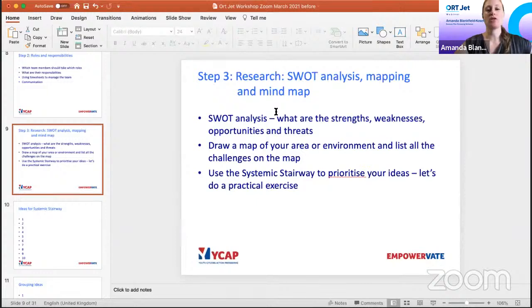So the first thing is to do a SWOT analysis. So there's 2 kinds of SWOT analysis. The first one is one of your specific team, the people in the team. What are your strengths, weaknesses, opportunities, and threats? So what are you good at? What are you not that good at? What is an opportunity? What could be amazing? And a threat, what could actually destroy you? So those are the 4 things that you talk about within your team.